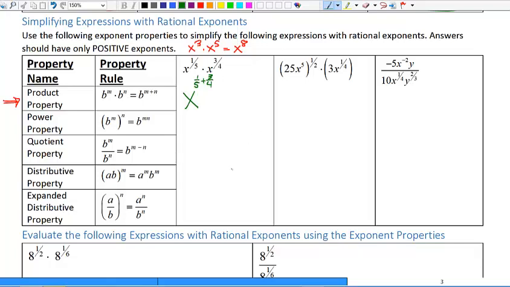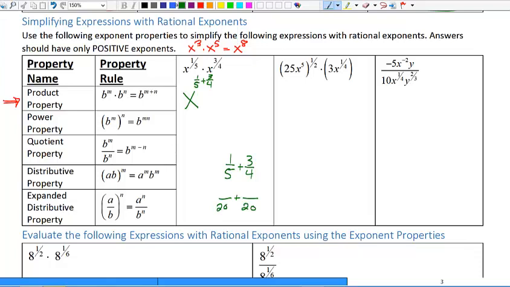So that means I have to come over here on the side of my paper and work out what that means. I need a common denominator. Remember, when you're adding fractions, that's when you need a common denominator. Looks like the LCD is 20.